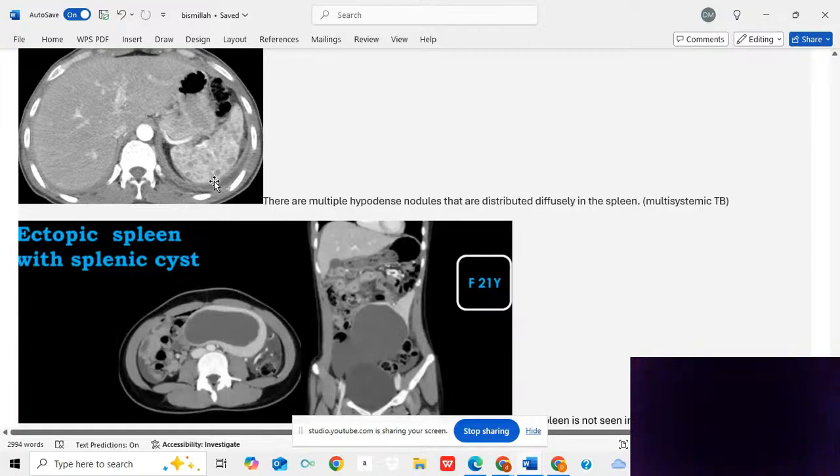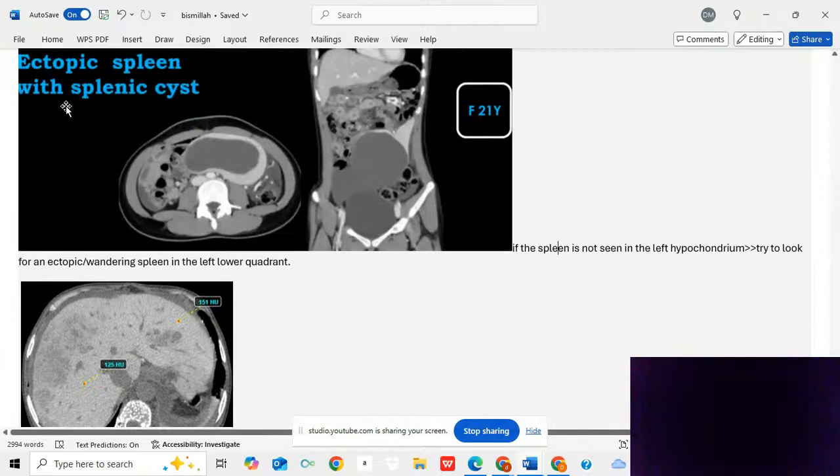This could be a sign of a multisystemic granulomatous disease. These nodules are granulomas. This is a part of multisystemic TB, so you need to check the lungs for reactivation TB. So looking at the spleen will lead you to check the lung. This case is very interesting.